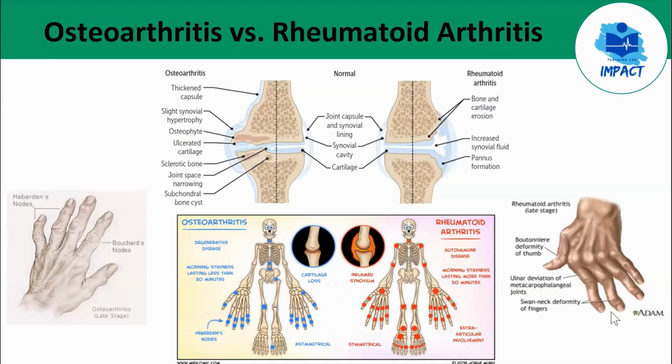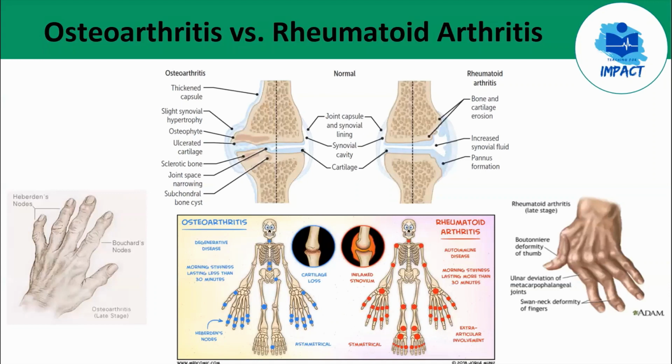Deformities are demonstrated in the image on the right, which includes ulnar finger deviation, swan neck deformity, which is DIP flexion with PIP hyperextension, and boutonniere deformity, which is PIP flexion and DIP hyperextension. Joint involvement in RA is symmetrical, and you may expect systemic symptoms like fever, fatigue, and weight loss.